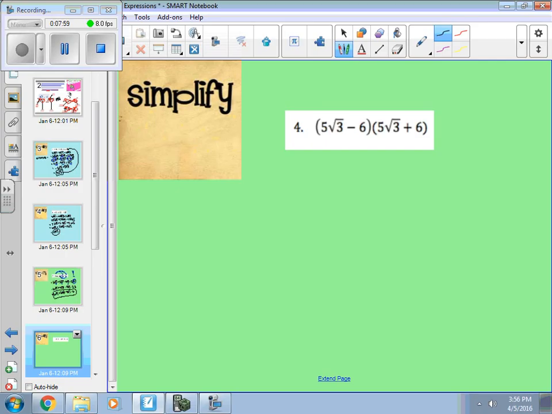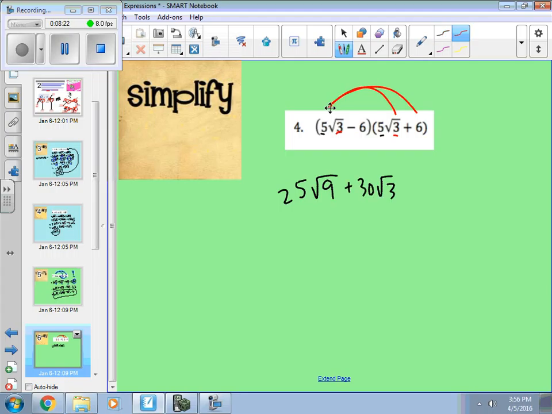All right, let's see how you did. If we multiply these first ones, we want to multiply the 5 and 5 together because they're both outside. That's 25. And then we want to multiply these numbers inside the square root, 3 and 3. That'd be 25 square roots of 9. All right, now let's multiply the last ones. And we'd get 30 square roots of 3.